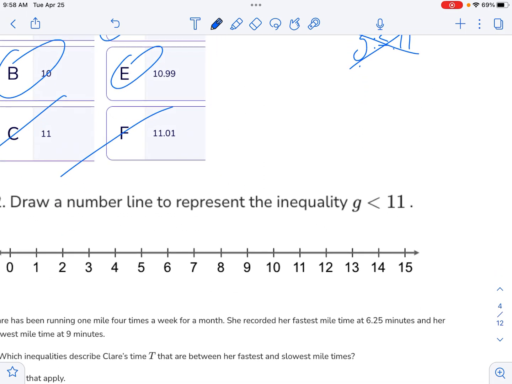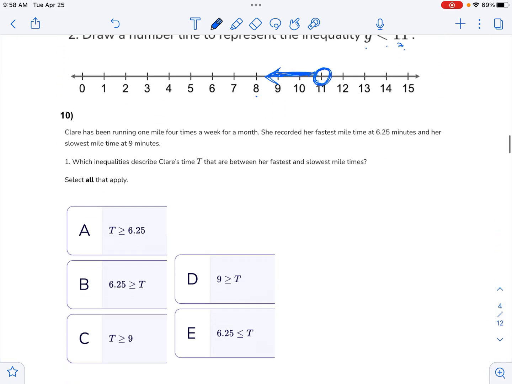Draw a number line to represent this. I'm going to put a dot at 11, and I have to figure out which dot to use because it's just less than. I'm going to have an open dot. If it was less than or equal to, I would have a closed dot because it can include it. Now I have to do an arrow, and it says less than 11, so my arrow is going to go this way. And then this is how I can check it. I'm going to pick something this hits. I'm going to pick 8. Is 8 less than 11? This is true, so my arrow is facing the correct direction.